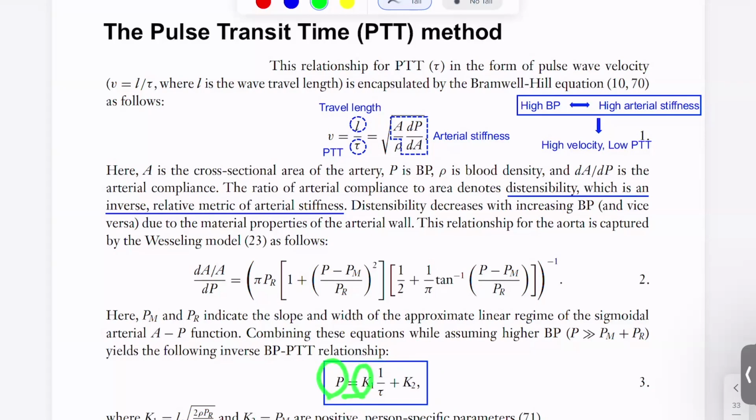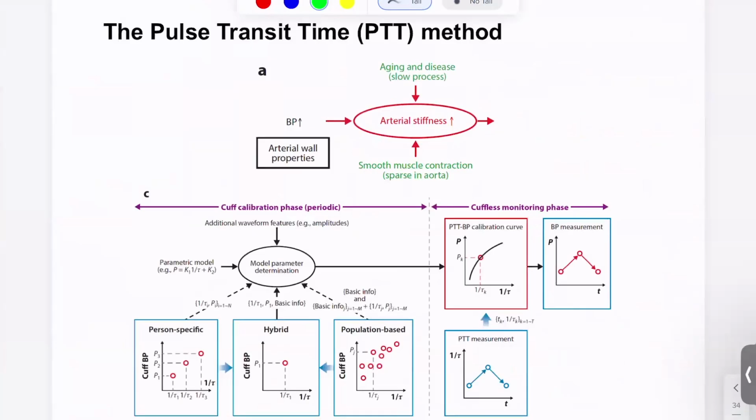equals K1 times 1 over tau plus K2. So, P is blood pressure, tau is your PTT, and K1, K2 are parameters related to your personal conditions, like your arterial stiffness. So, we have to calibrate to get K1 and K2, and that's the most difficult part of PTT.